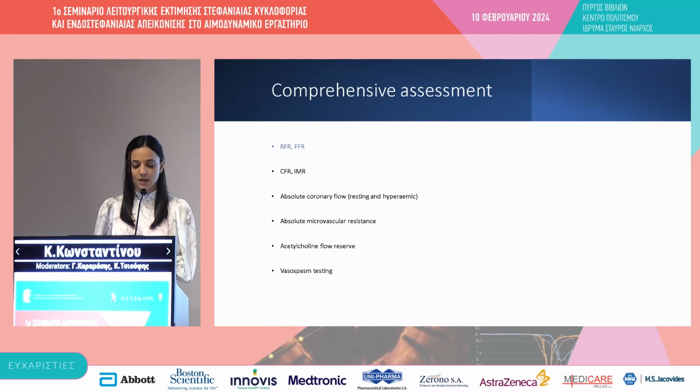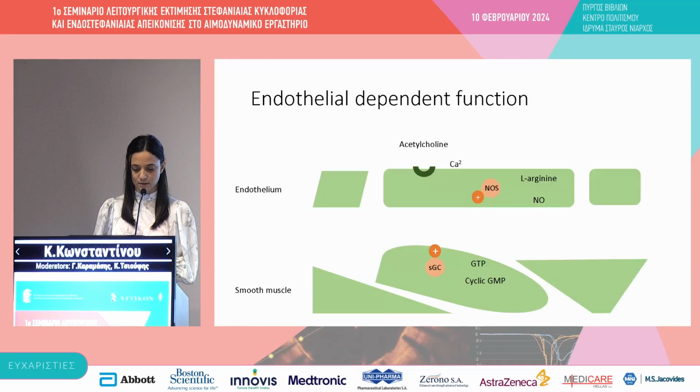So we test epicardial function first, then we do bolus thermodilution to test non-endothelial dependent microvascular function, and finally we test the endothelium and test for vasospasm at the end.